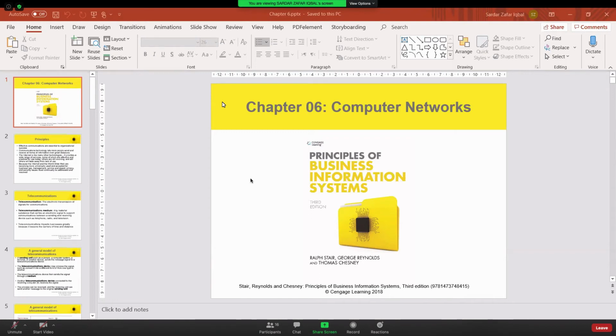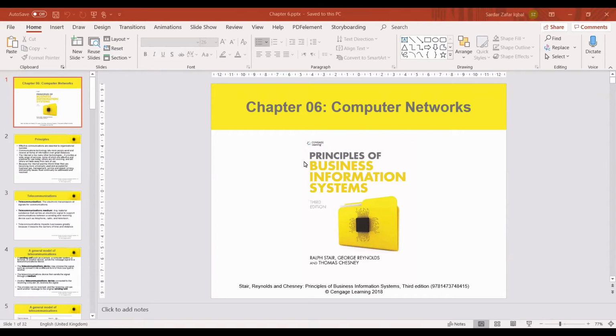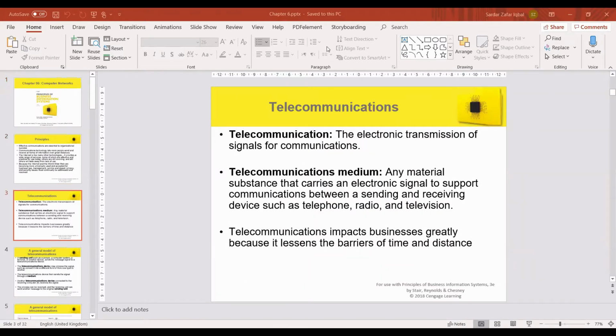with each other. They can transform the data from one computer to another. Okay. So before studying the networks, there are many concepts that you need to know. There are many terminologies in the field of networks. The first one is telecommunications, the electronic transmission of signals for communication.